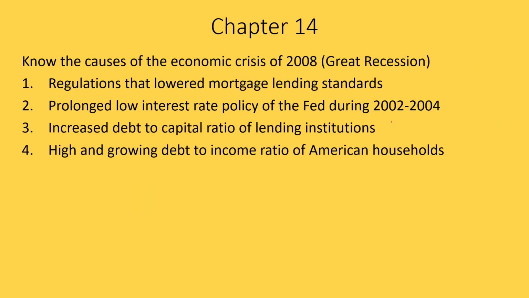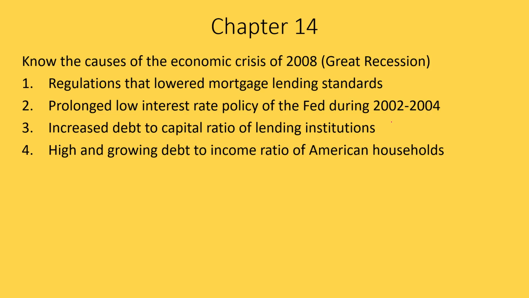We also talked about the economic crisis of 2008, known as the Great Recession. Make sure you understand the causes of this economic crisis, one of which is that the government, well-meaningly, tried to get more poor people into buying homes or getting mortgage loans. So they encouraged those government-sponsored enterprises like Fannie Mae and Freddie Mac to extend more loans to people below a certain income level.